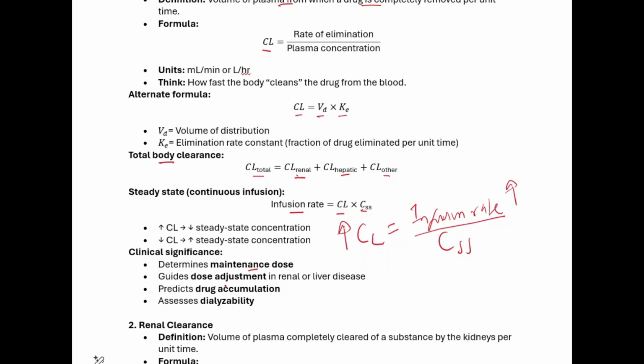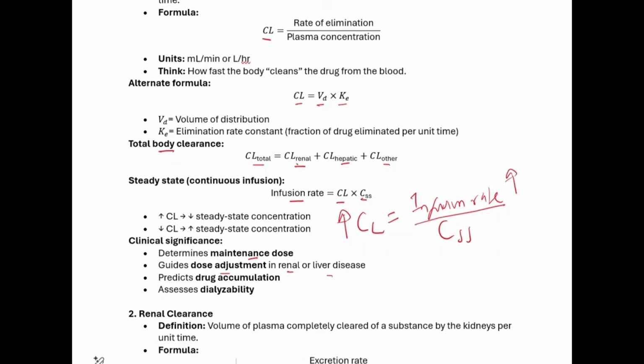This also guides dose adjustments in patients who have renal or liver disease. Because if a patient has renal disease or liver disease, and that medication is cleared through the kidney, then in those patients you might need to decrease the what? You might need to decrease the maintenance dose. It also predicts drug accumulation, and it also tells us about access to what? To dialysis, as we mentioned in the past. Because if a drug has a very high volume of distribution, that could affect the clearance of that medication.